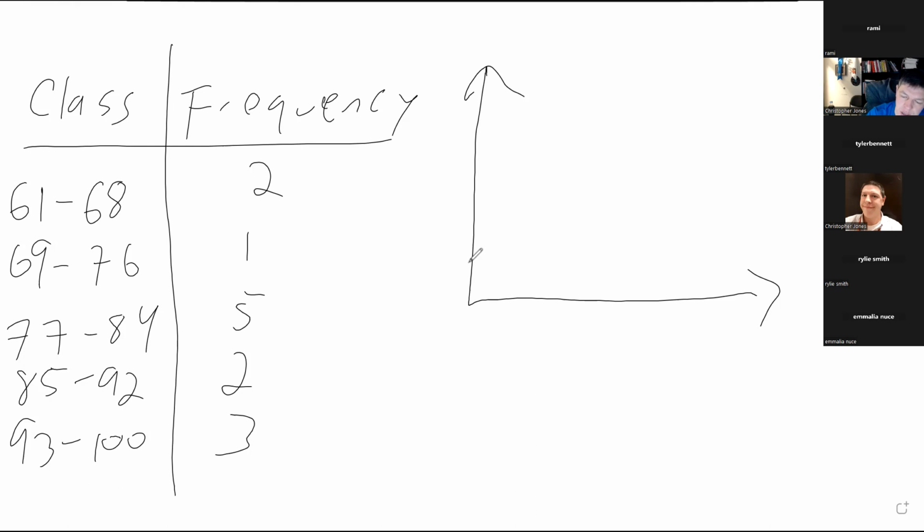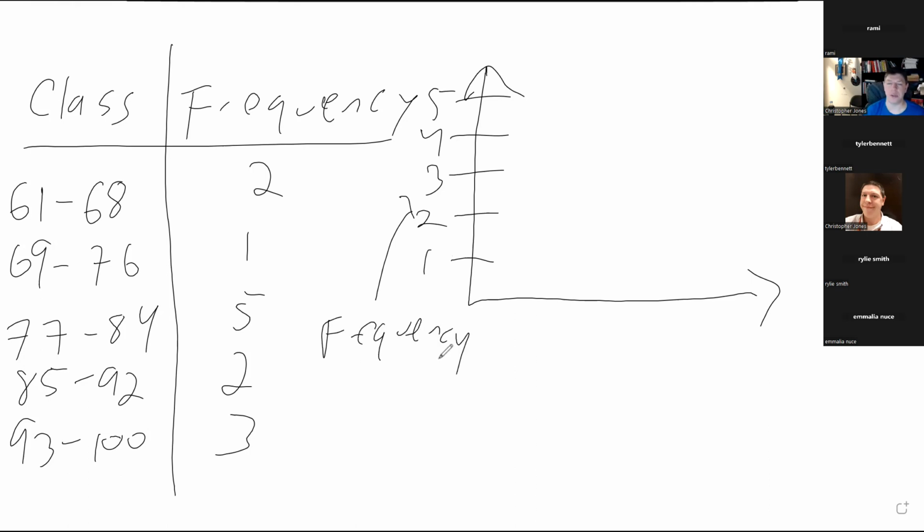So for instance, we would go up to 5: 5, 4, 3, 2, 1, and then we would label this the frequency. Sorry, I'm a little bit limited with respect to where I can write, so I do apologize. From there, we'd say, well, in the class from 61 to 68, we just put a dot where the height of the frequency is. Right there. For the next one, we had 1, so I'm going to put a dot down here, and that's going to be our 69 to 76.